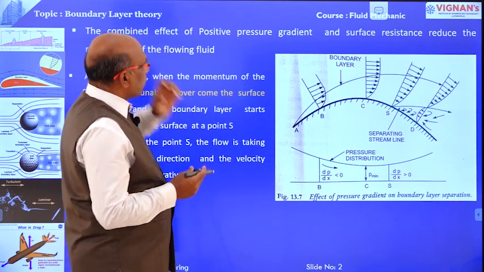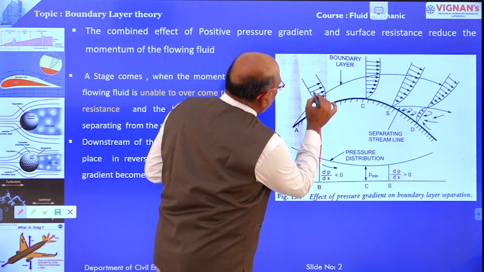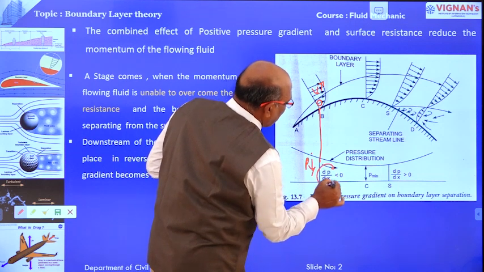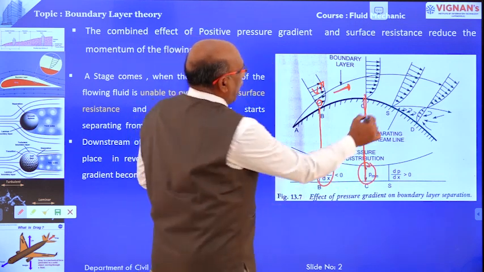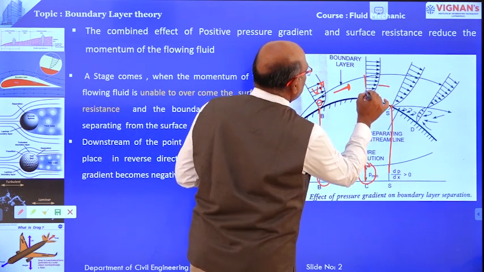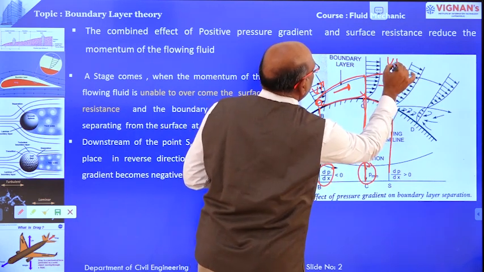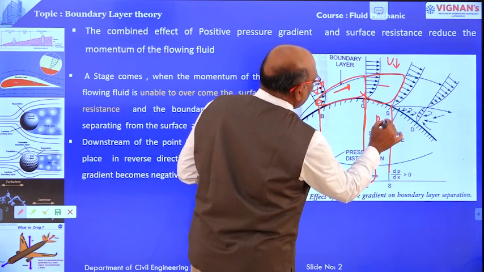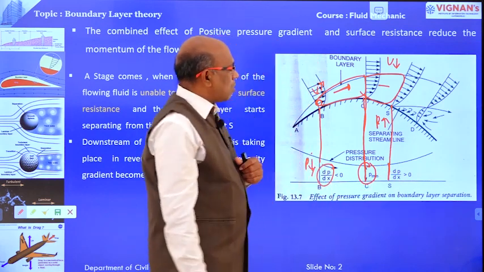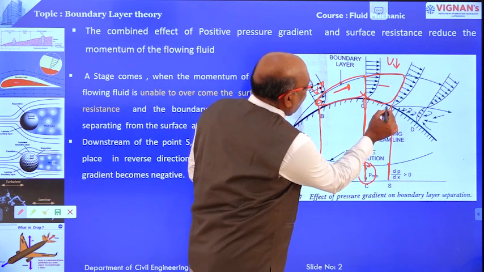Now, what is happening? Here at this point, the velocity is high and pressure is low, automatically dP by dx is less than 0. And here the pressure gradually increases, velocity gradually reduces. In this zone velocity completely increases, in this zone velocity completely reduces, automatically pressure increases, so the pressure gradient at this point dP by dx is more than 0. What is happening at point S?